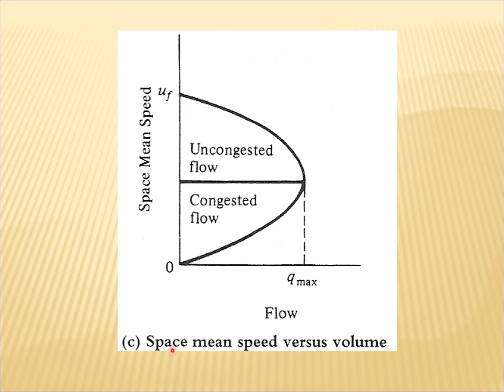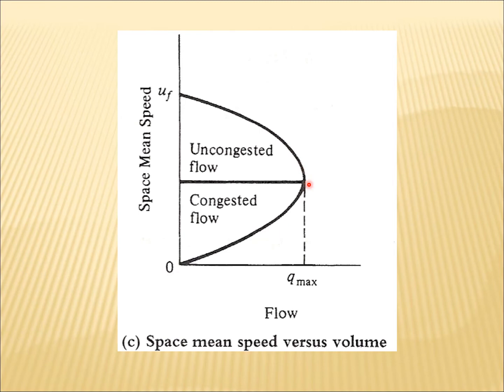Now look at this space mean speed versus volume. You can see that this axis is again space mean speed, and this is the flow. So when flow is zero, obviously the maximum value of u sub f is there. As the flow is increasing, what is happening to u, the space mean speed? It is reducing.